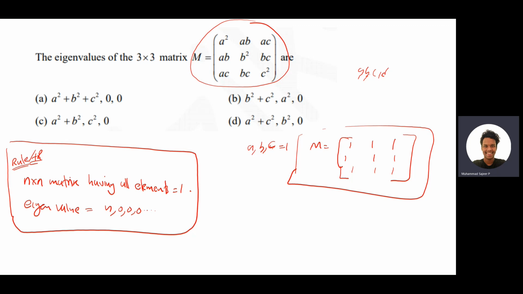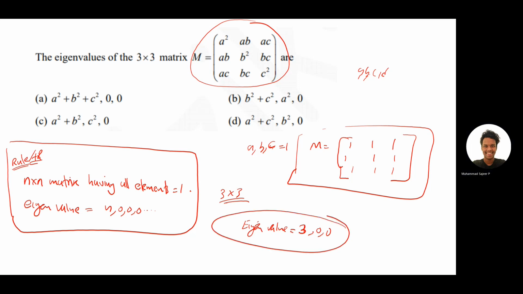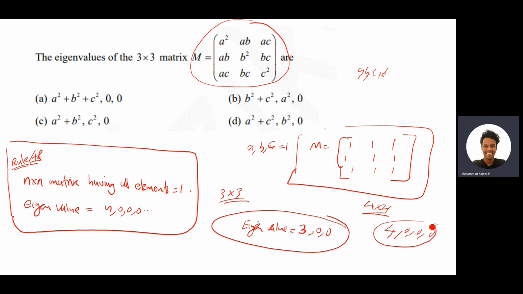Here you can see you have a 3 by 3 matrix with all elements equal to 1. So your eigenvalues will be 3, 0, 0. Am I right? Check. For example, if you have a 4 by 4 matrix, the eigenvalues will be 4, 0, 0, 0. We'll have n minus 1 zeros and the value of n as an eigenvalue.